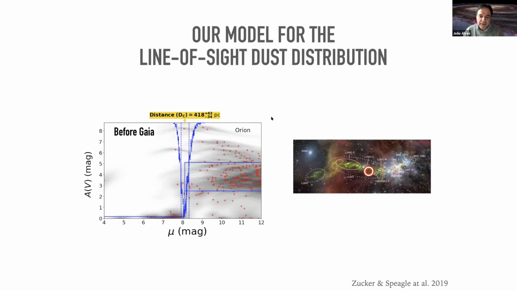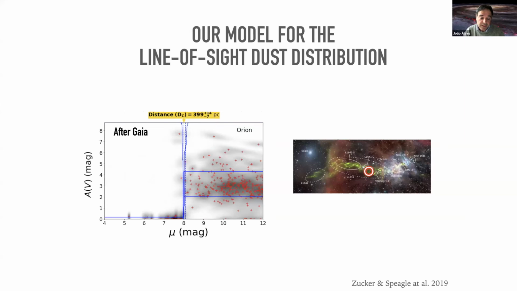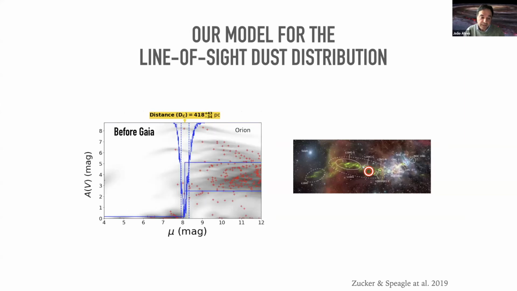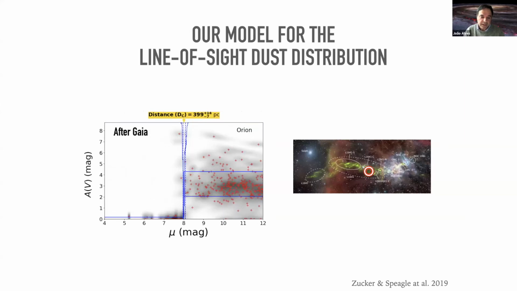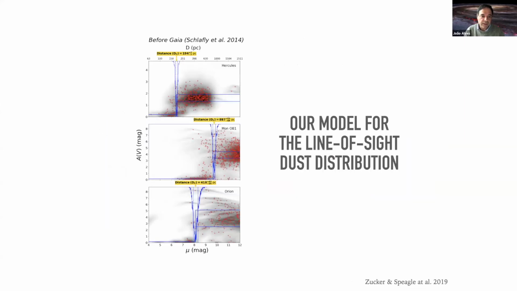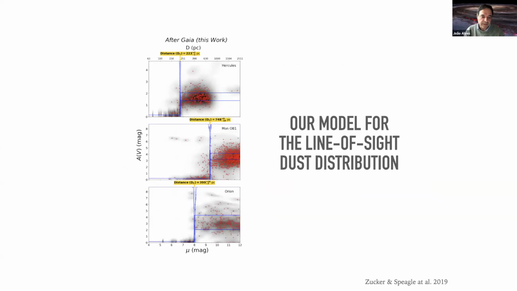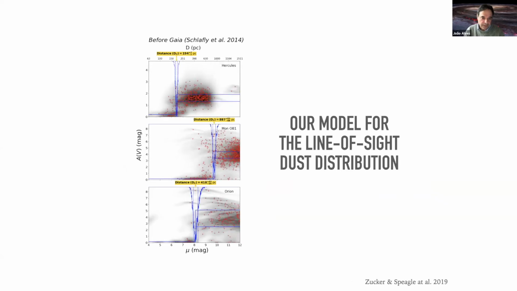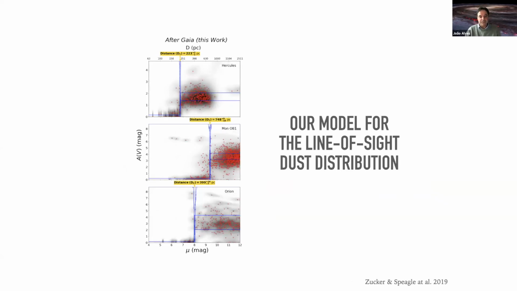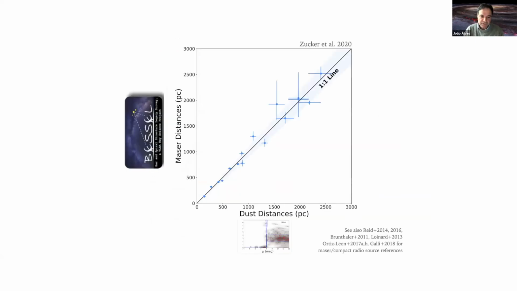Now, this is before Gaia, and this is where the magic starts, is that you go from things that have errors of about 10 to 30% to things that have errors of about 5%. This is before Gaia and after Gaia. And here are other regions before Gaia, and then after Gaia. Look at how well defined that wall of extinction is. And that is what we're going to use to measure distance to clouds.